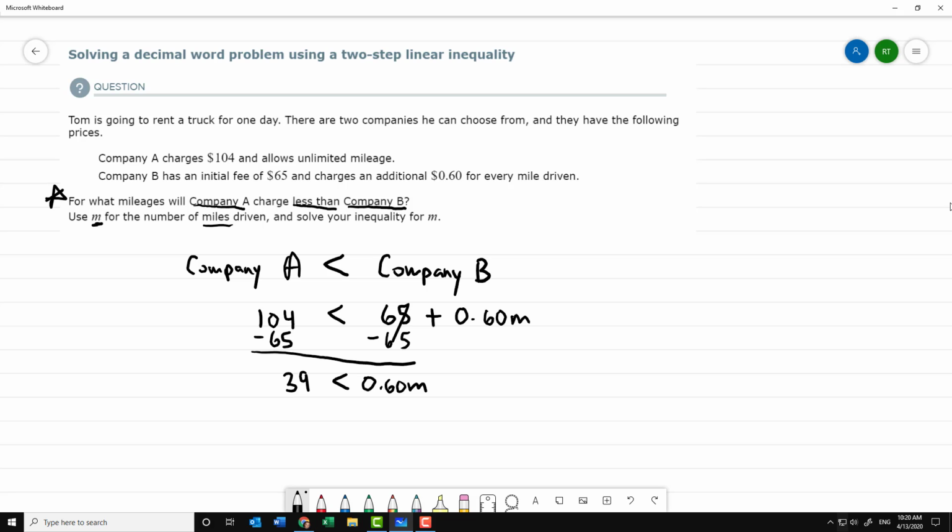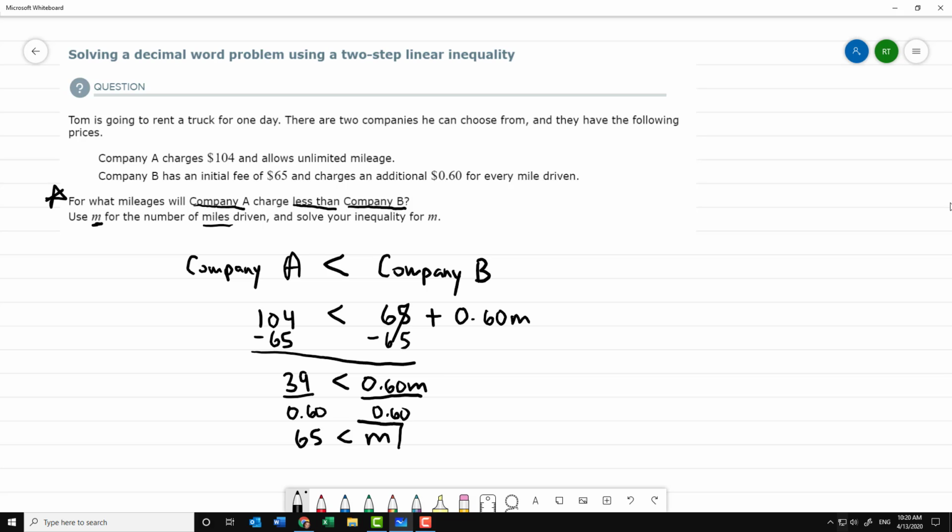Next, we're going to divide both sides by 60 cents. So 0.60 to both sides. Bring down my inequality sign. And I'm going to get M. And 39 divided by 60 cents is 65.